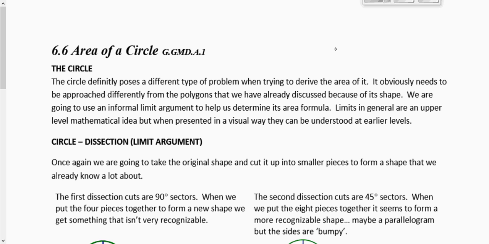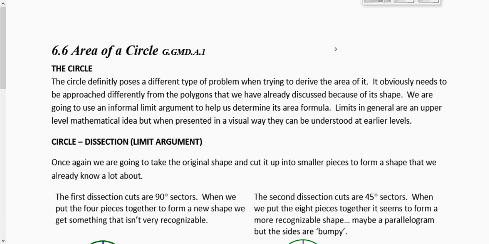Okay, we're moving on to the last section in Chapter 6, 6.6. If anybody's confused, we did skip 6.4 and 6.5. So this will be the last of it, and we'll do a review and a test after this section. So we've been talking about areas of figures, and now we're going to talk about the area of a circle.